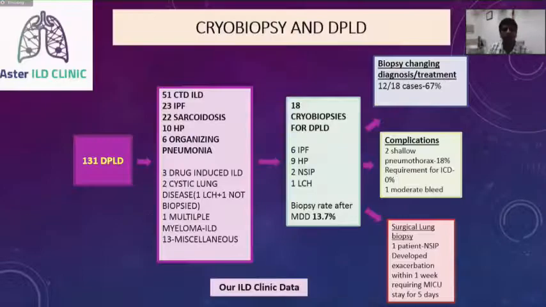At this point of time, I would like to sum up all that we have done in the last 1.5 years with this sort of ILD. What we are noting in our ILD cohort is that CTD ILD is the number one most common ILD encountered in our Aster ILD clinic. Our cryobiopsies, 18 in number, constitute 13 to 14% of our ILD following MDD that go for cryobiopsy. The major point which I want to take from this presentation is that biopsy changed the diagnosis and treatment to the tune of 67%.